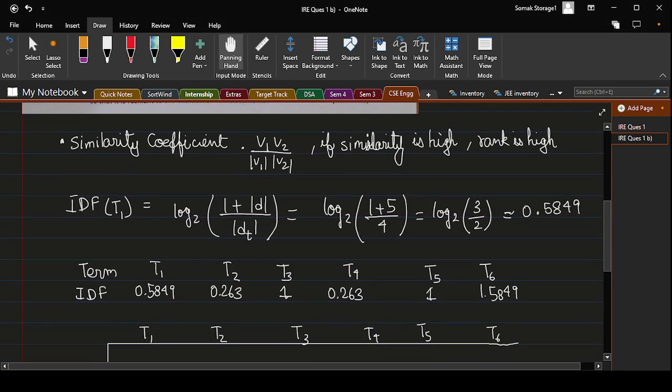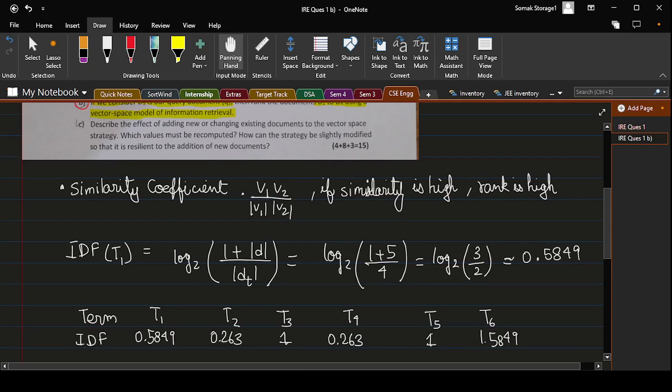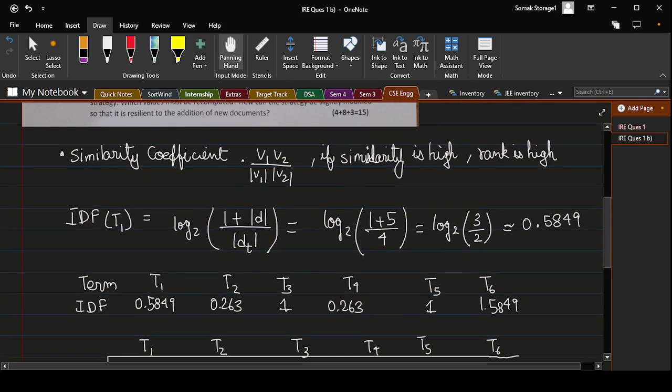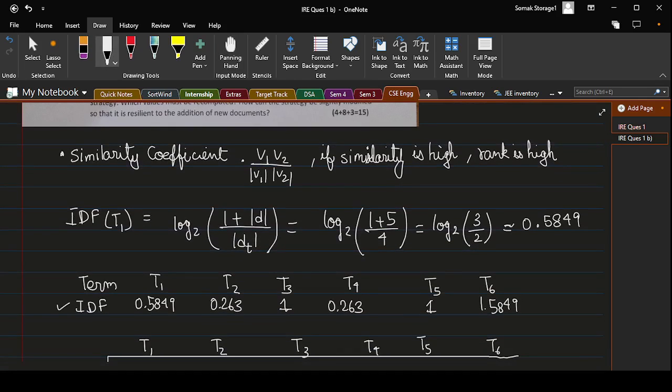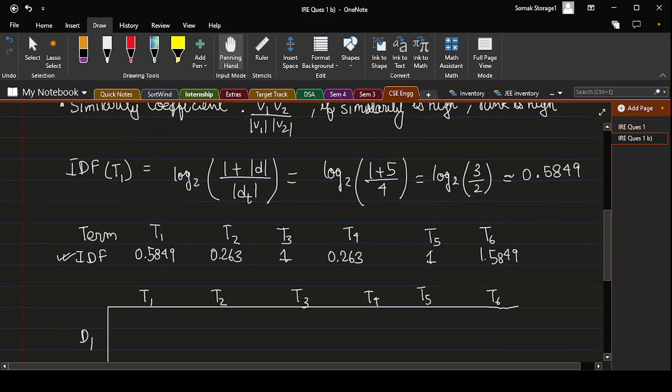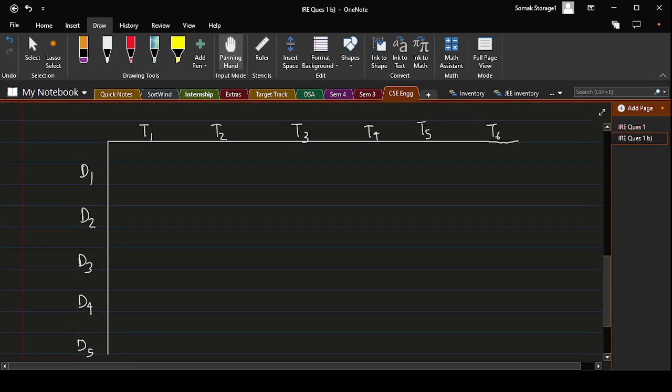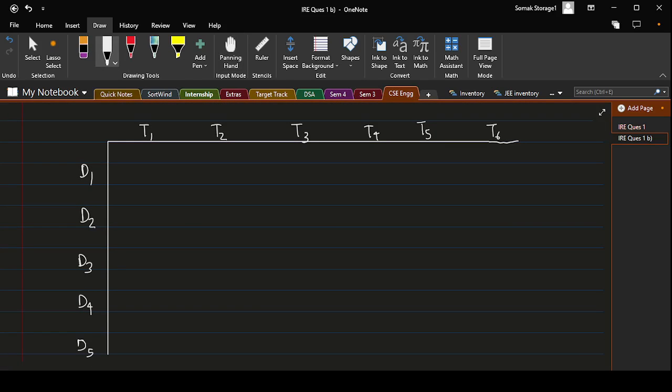Okay, so I have used the formula and applied it to all the terms which are given here, and I have calculated the IDF for each of the terms, right? Now next we need to make a table. So we need to make this table where these are the terms, T1 to T6, and these are the documents. Now for each intersecting point like this point, we need to calculate the TF into IDF, right?